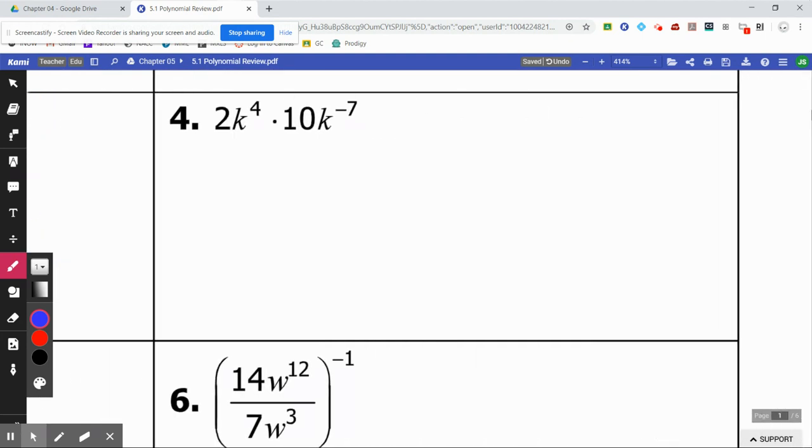Number 4, multiply the 2 times 10 gives you 20. Add, see how many k's you have. You have 4 and then negative 7. That would be k to the negative 3. We're not going to leave our answer like this because we have a negative exponent. To make a negative exponent positive, you need a fraction bar. Only the part with the negative exponent moves. So the k to the negative 3 is all that you're going to move. It becomes k to the positive 3 on bottom. The 20 stays on top.